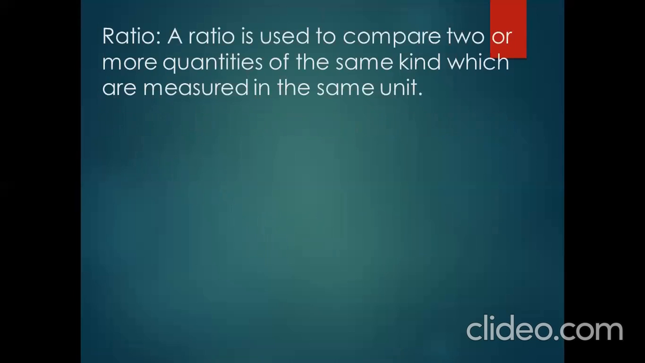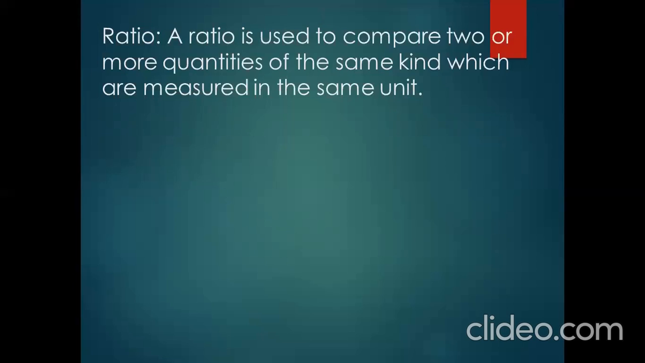A ratio is used to compare two or more quantities of the same kind which are measured in the same units. Quantities may be the height or weight of the students, price or the salaries of the persons. Quantities may be the fruits or maybe the red or green balls.